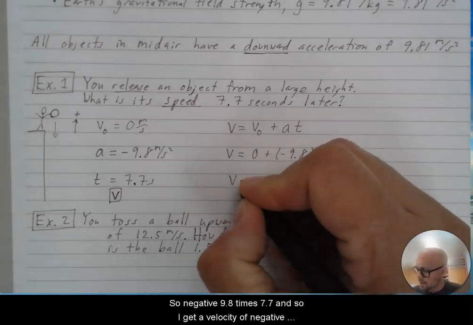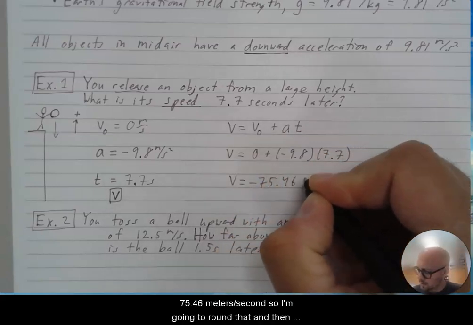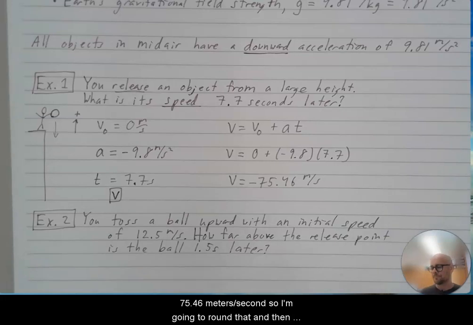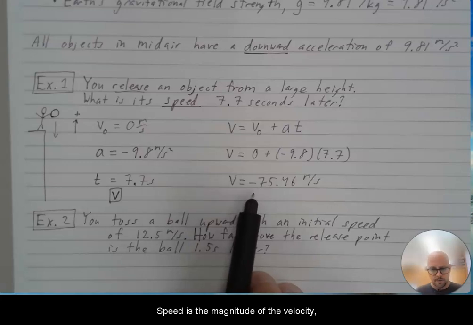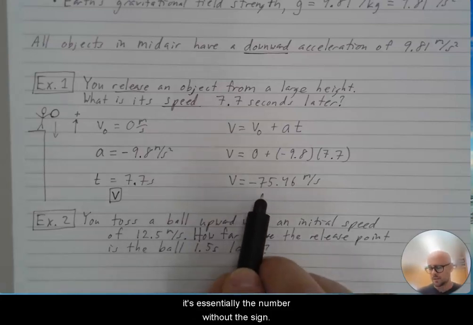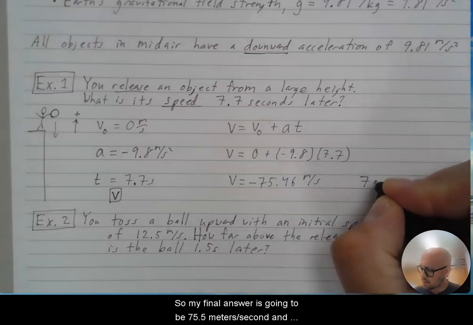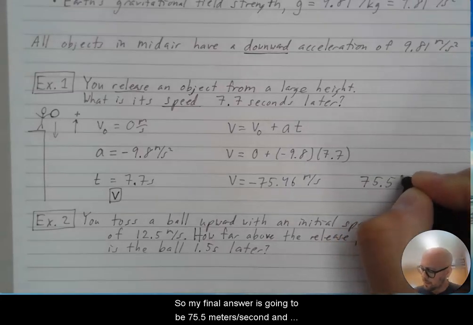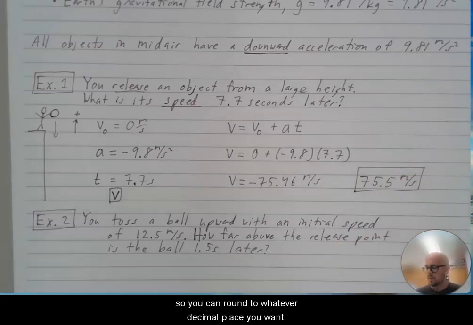And so I get a velocity of negative 75.46 meters per second. So I'm going to round that, and then I'm also going to convert it to a speed. Speed is the magnitude of the velocity. It's essentially the number without the sign. So my final answer is going to be 75.5 meters per second.